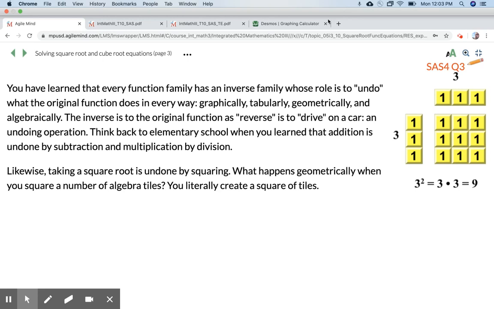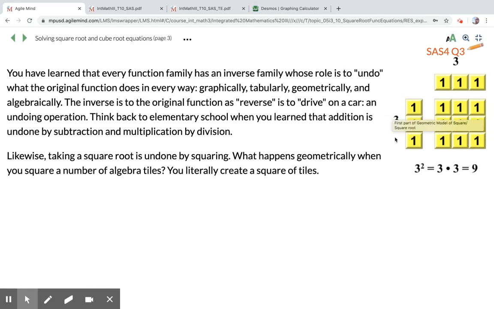But before I have you solve question number 3, can we just real quick talk about what happens geometrically when you square a number in algebra tiles? So here I have a number 3, and that means I have 1, 2, 3, 1, 2, 3. And when I square that 3, I literally create a square of tiles. 3 squared, 3 times 3 gives me 9, all of that good stuff.